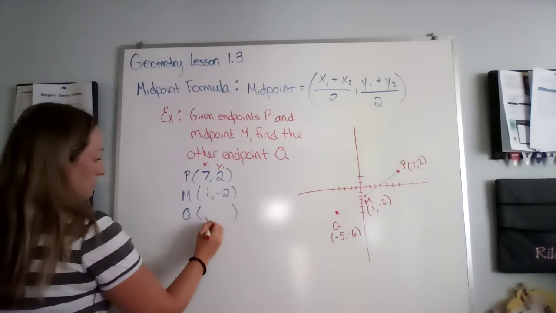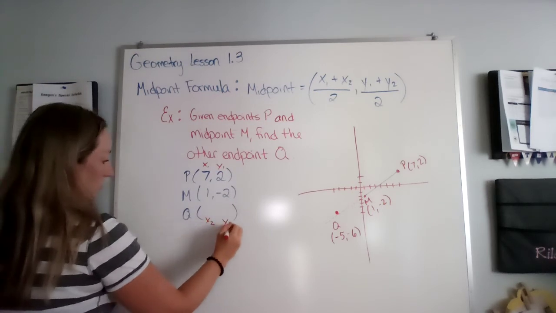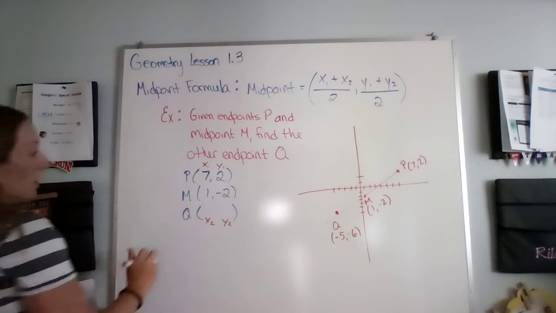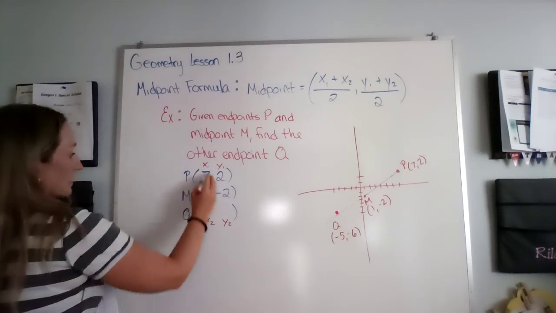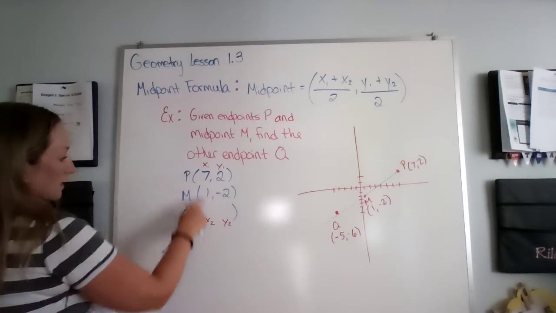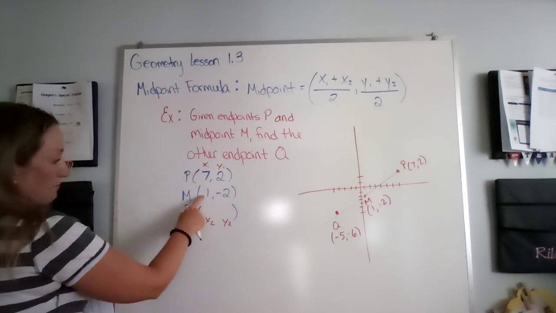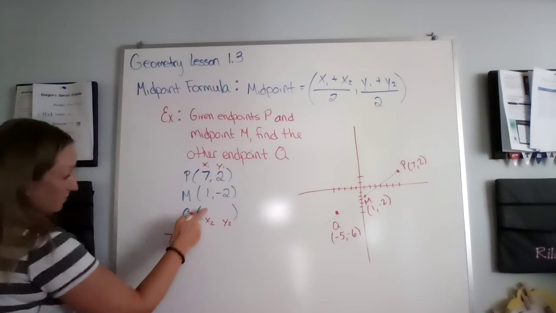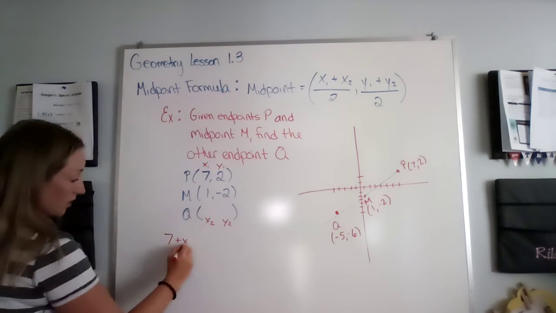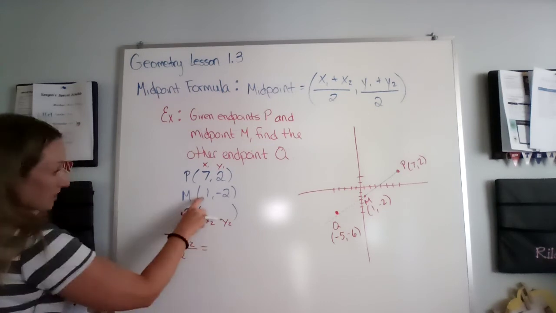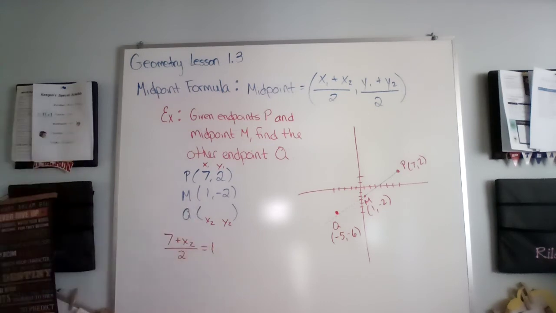My Q, that's my x2, y2. And I'd want to set up the formula, okay? So I know that if I take my x's, this x and my unknown x, and I average those, they have to equal that point there, okay? So if I take my x1, which is 7, my x2, which I don't know, if I add and divide by 2, that's going to give me the x of the midpoint, which is 1. So that's one equation I'm going to have to solve for.